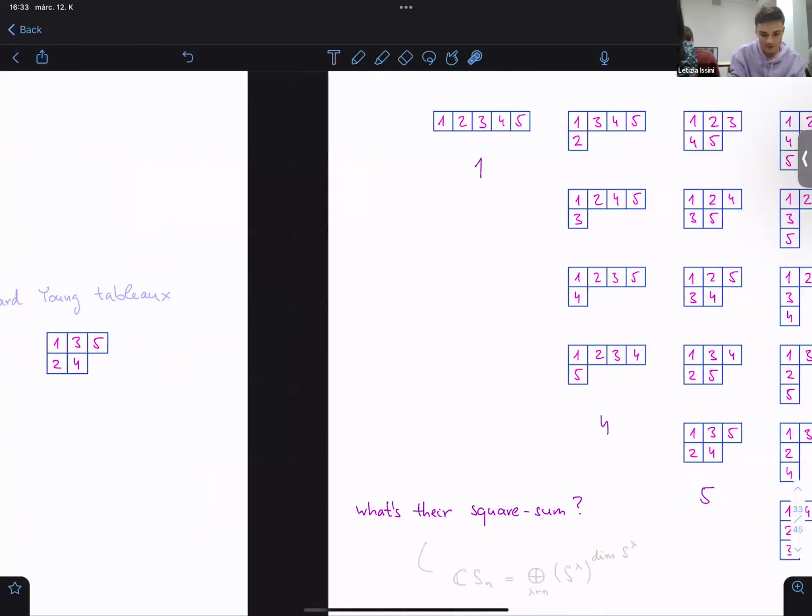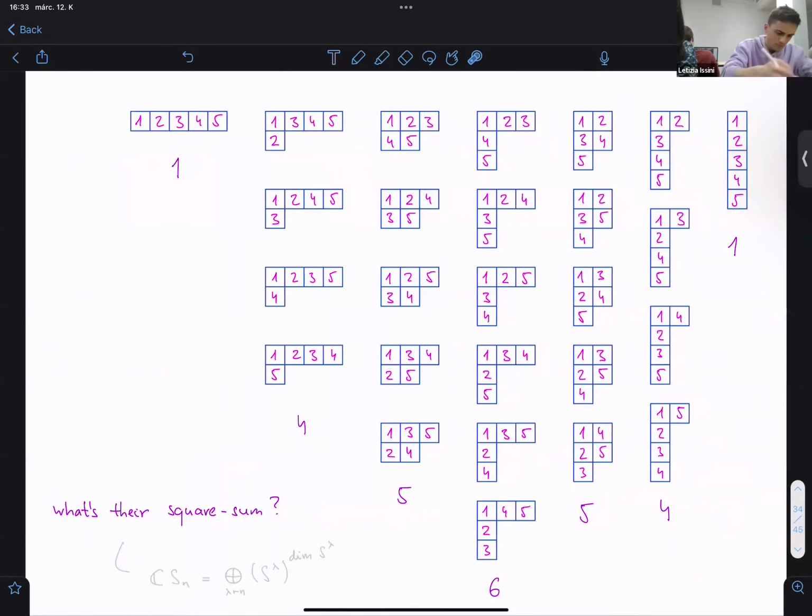But a striking fact about these numbers is that if we take all partitions of 5, say, so 5, 4 plus 1, 3 plus 2, and 3 plus 1 plus 1, and so on, all 7 of them, and let's look at the numbers of standard Young tableaux for each given shape, we have 1, 4, 5, 6, 5, 4, and 1. And take the square sum of these numbers.